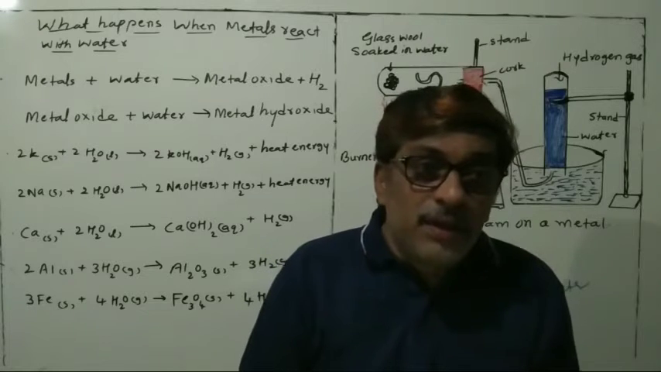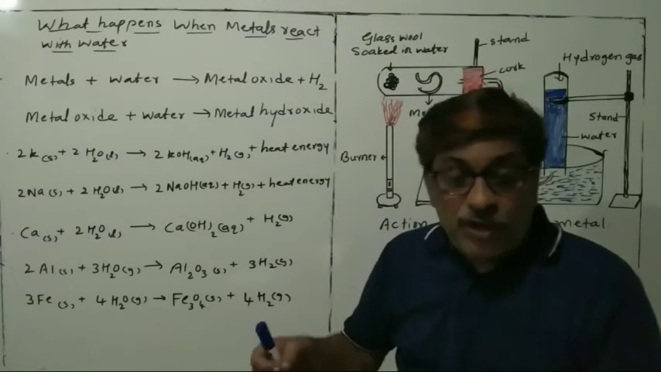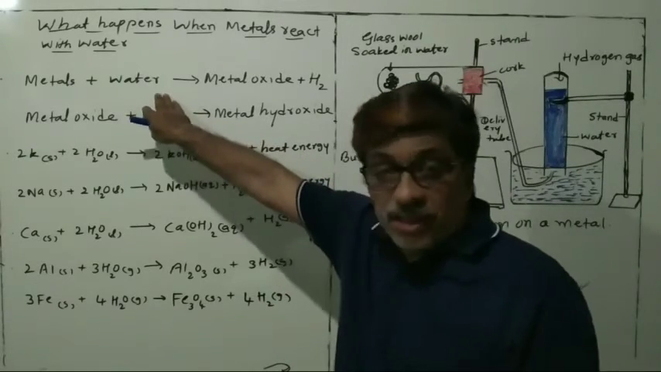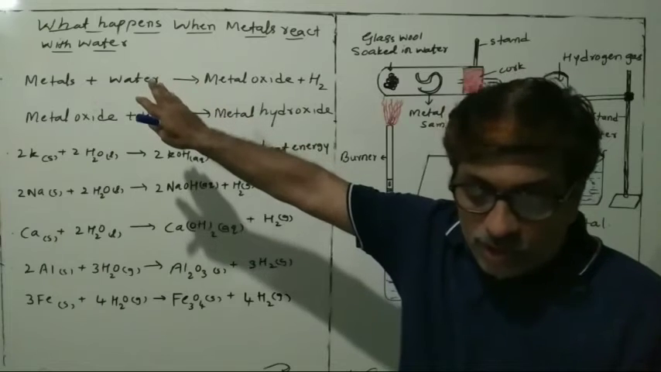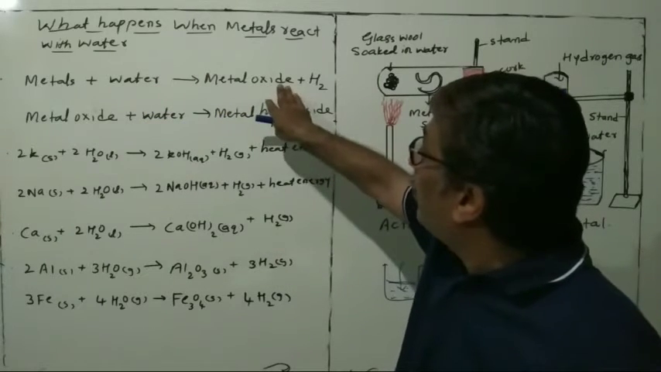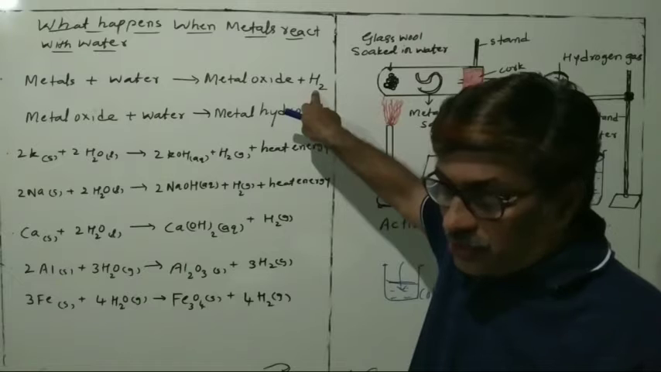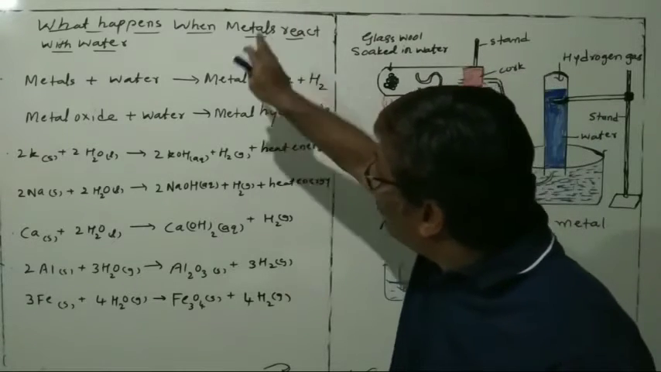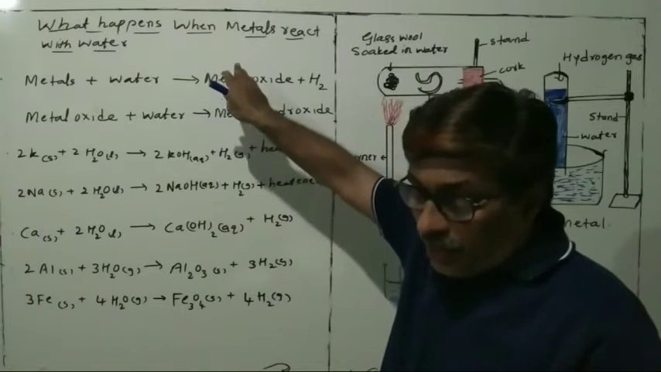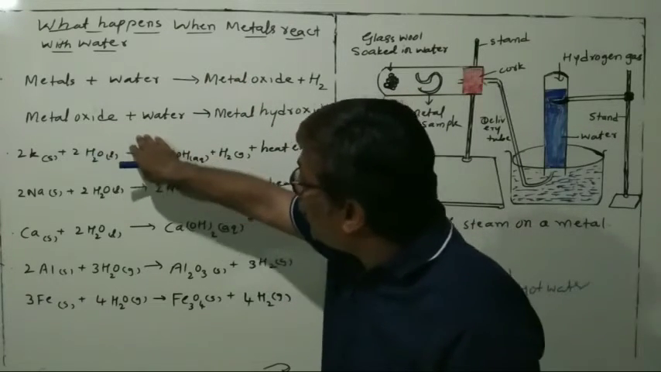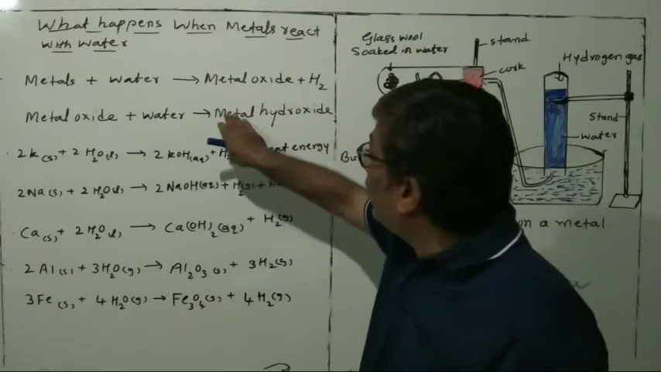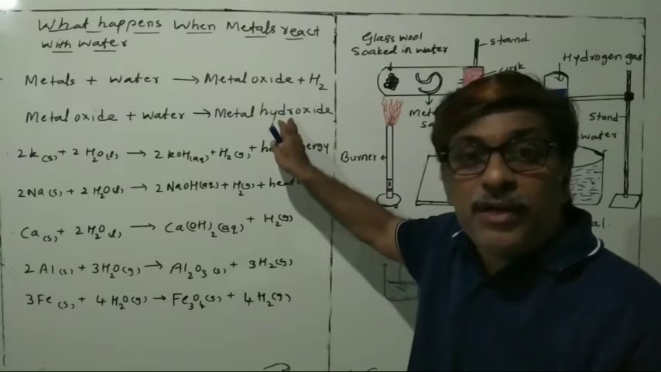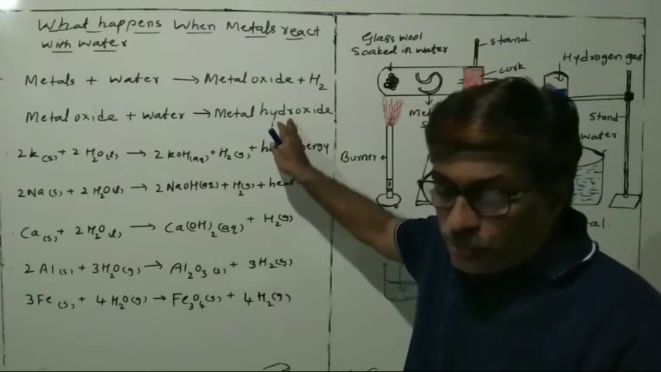So now after doing all this observation, we'll see that whenever metals react with water, they produce metal oxide and also liberate hydrogen gas. What gas will be released? Hydrogen gas will be released. And these metal oxides are soluble in the water. These metal oxides are again soluble in water and then produce metal hydroxide. And further, what will be produced? Metal hydroxide will be produced.